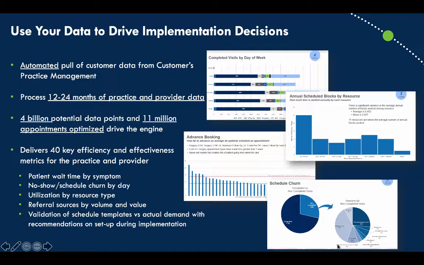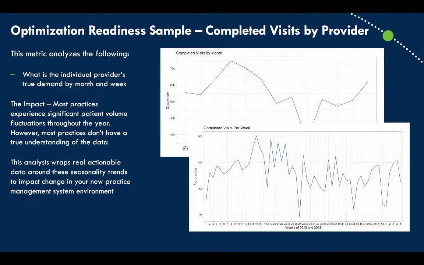What days of the week were those scheduled? Which providers were they scheduled with? Those 40 different key efficiency metrics are going to provide an impactful presentation for you to be able to make decisions based upon. This first analysis is going to provide you with completed visits for your entire practice, as well as completed visits at a per provider level by month and per week. This will give you actionable data to understand the ebbs and flows of the seasonality for this particular provider to appropriately configure templates based upon those trends.